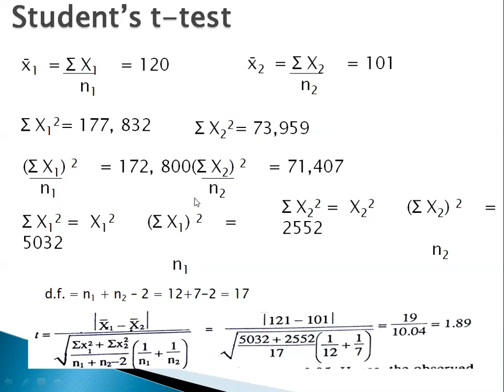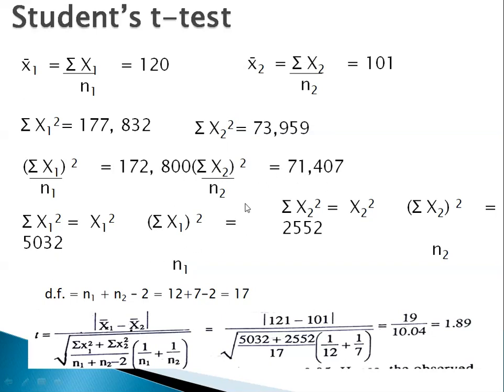As we know, n1 is 12, and the value of these is 1,77,832 divided by 12, and you will get the value for that, that is 5032. And for summation of x2 square divided by n2 is equal to 71,407.